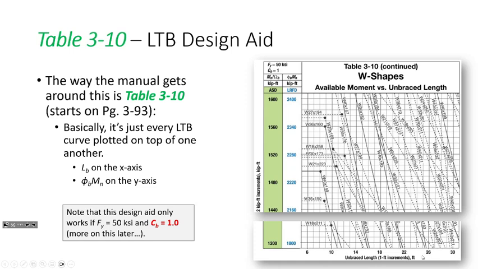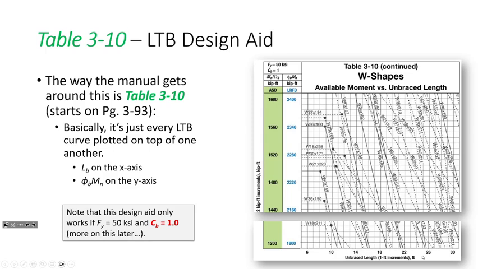Okay? So that's what this is. Okay? It looks like a hot mess. I know it does. This is a lot easier to navigate than you would think, though. Okay? This is table 3-10. Okay? Table 3-10. What is table 3-10? It's just this curve right here, this curve plotted for every beam all on top of one graph. Okay? And it's kind of a mess.